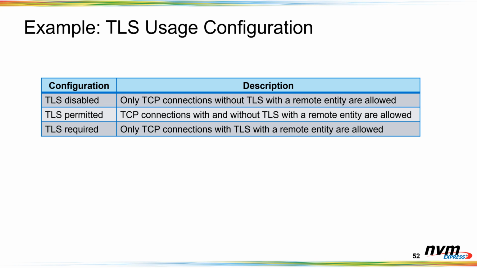And the fundamental thing is, let's do an example for TLS. This is an example of the table that TP8025 defined. The configuration, as we said, we are looking at TLS, can be disabled. What does it mean? It means that only TCP connections without TLS with a remote entity are allowed, or can be required, which means only TCP connections with TLS with a remote entity are allowed, or can be permitted, means either TCP connection with TLS or without TLS are allowed. Everything is okay. So this is fairly straightforward what the configuration means.